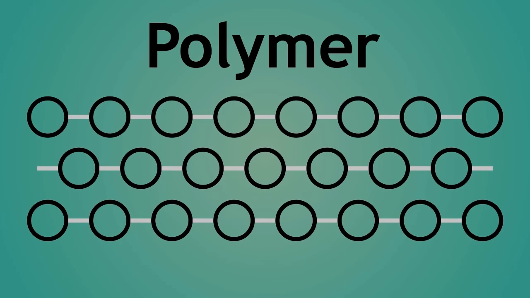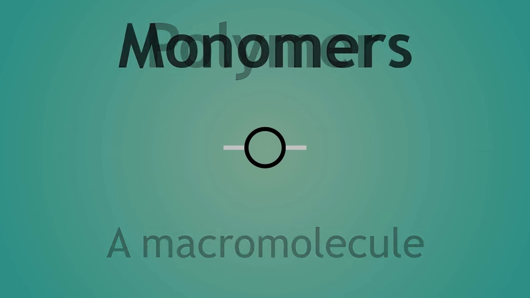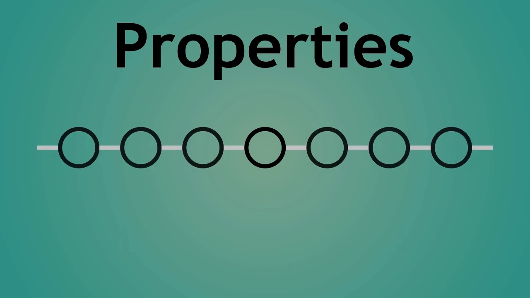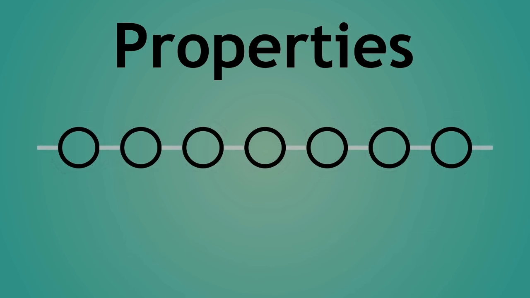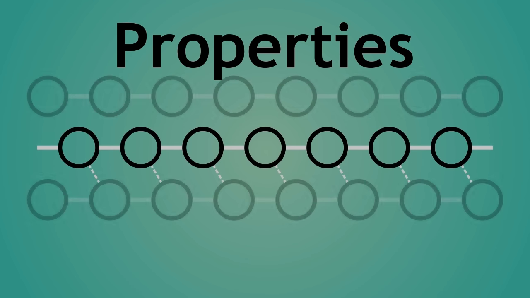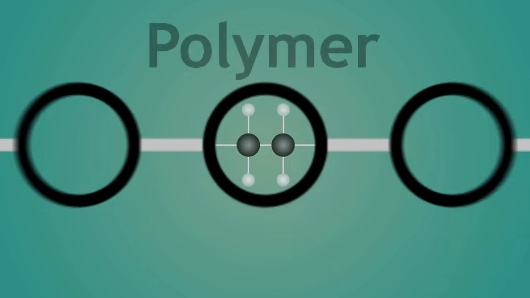The term polymer is used to describe a macromolecule made of many monomers, or repeating units. The properties of these polymers all depend on a variety of factors: the monomer unit, the linkages between each monomer, and the intermolecular and intramolecular forces that exist between polymers.